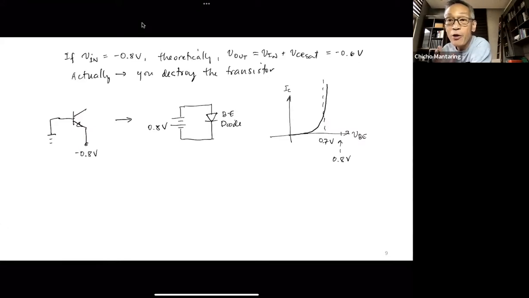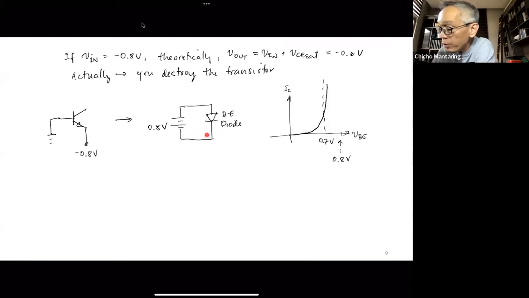So if you had a transistor that could withstand that very large surge in current, then your output would be -0.6, not -0.5, -0.6. But the truth of the matter is, you don't have a transistor that can withstand that large amount of current. So it's likened to this.